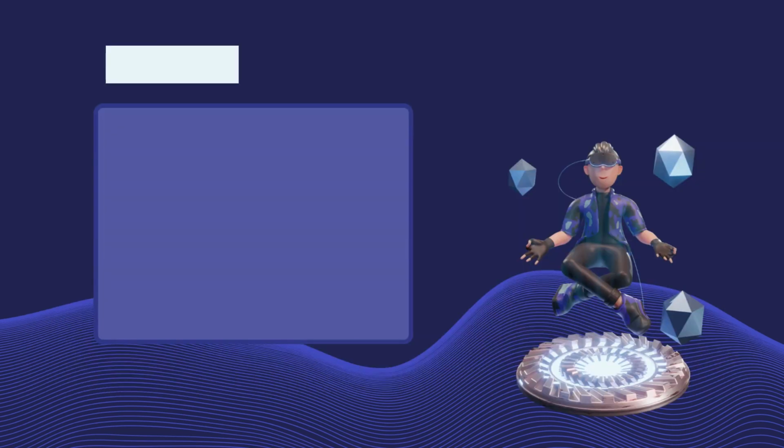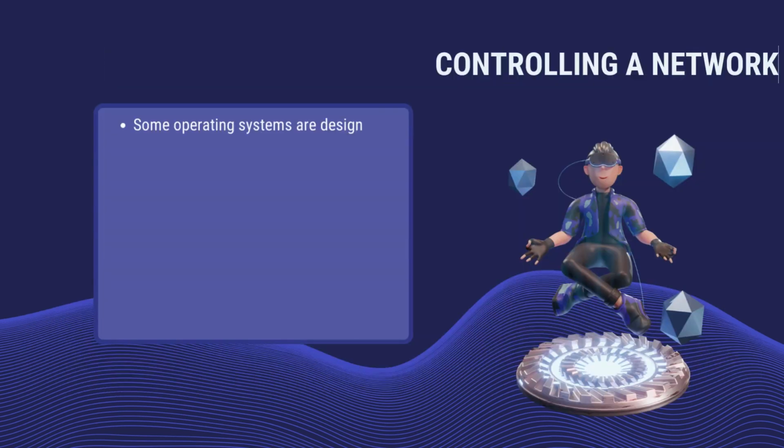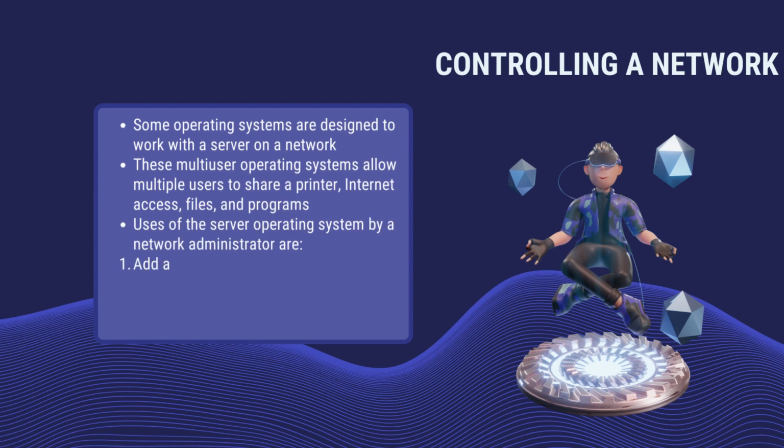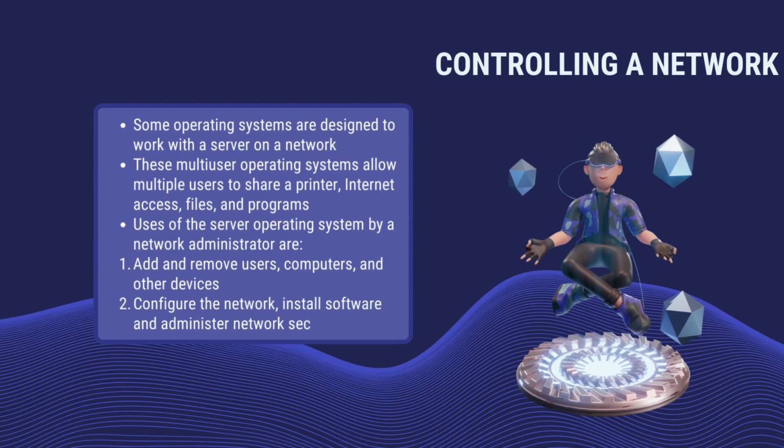Controlling a network. Some operating systems are designed to work with a server on a network. These multi-user operating systems allow multiple users to share a printer, internet access, files, and programs. Uses of the server operating system by a network administrator are to add and remove users, computers, and other devices, configure the network, install software, and administer network security.